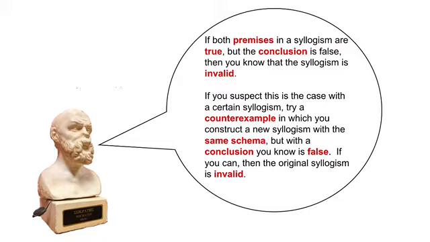So if you've got a syllogism and you're not 100% sure about it, try to come up with another one that's the same schema, right? Has the same mood and figure, leading to a conclusion you know is false. And if you can do that, then you know that the original syllogism would have to be invalid.